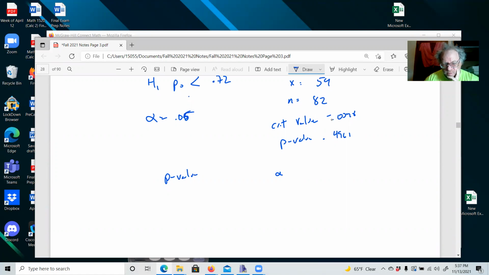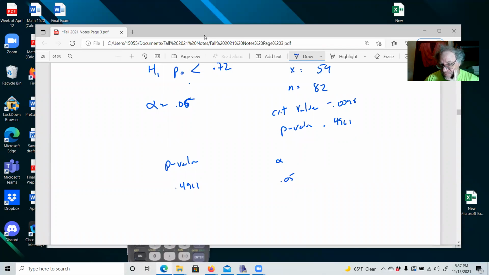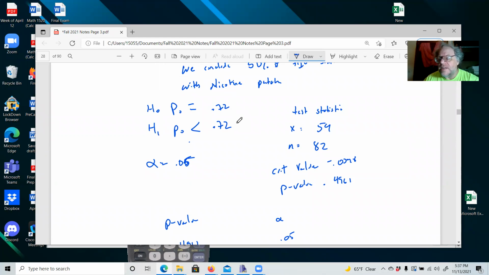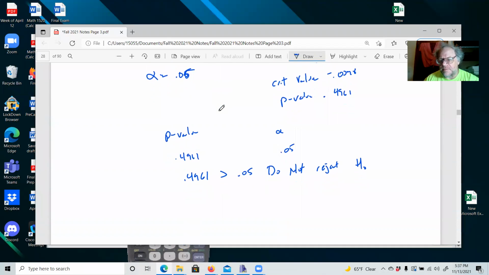Alpha is 0.05. Since this is our cutoff, if it's more than this, we're going to say it's unusual and we need an alternative explanation. So since the p-value 0.4961 is a greater number than 0.05, almost 50 cents to 5 cents, we do not reject the null hypothesis. So what's the null hypothesis say? 72% of the people have this happen. So 0.72 proportion, right?